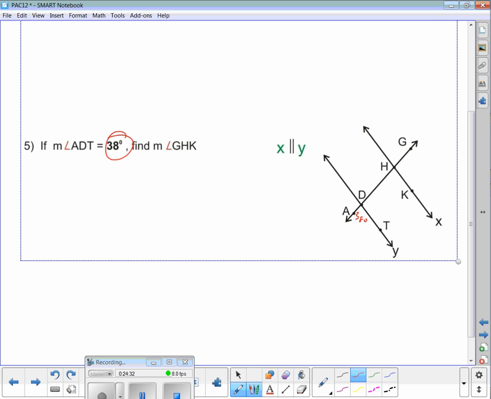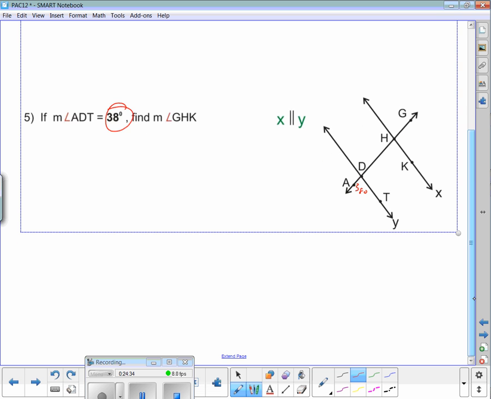Now, if you can't do that, you're going to be in trouble. You've got to be able to figure out where angle ADT is. A's on one ray, D is the vertex, and T's on the other ray. Do you understand now we can get all the rest of the angles? I can get the angle up here by vertical. I can go way up top here by alternate exterior if I want.